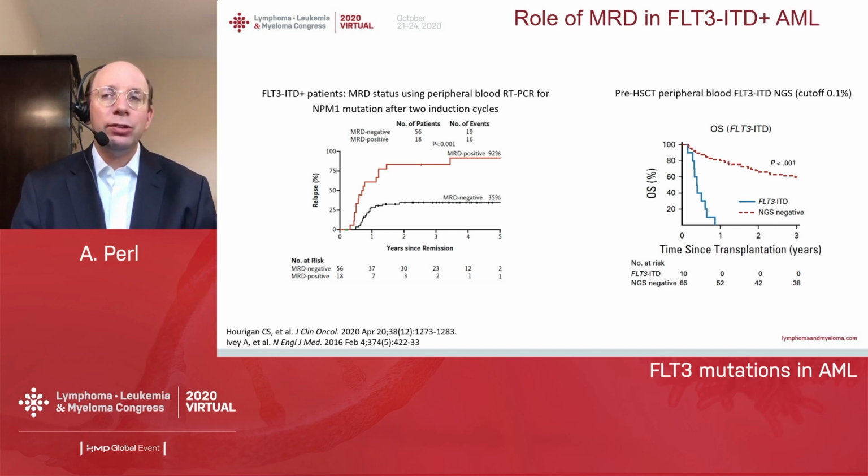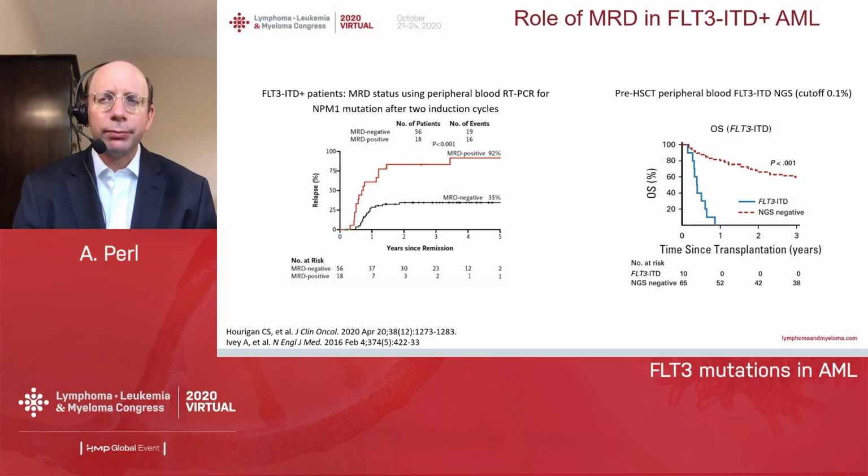So I use this in order to screen patients for a transplant decision if I think they may be in one of the more favorable groups. So ELN favorable, I will look at NPM1 burden to make a transplant decision. I do that in my own practice.